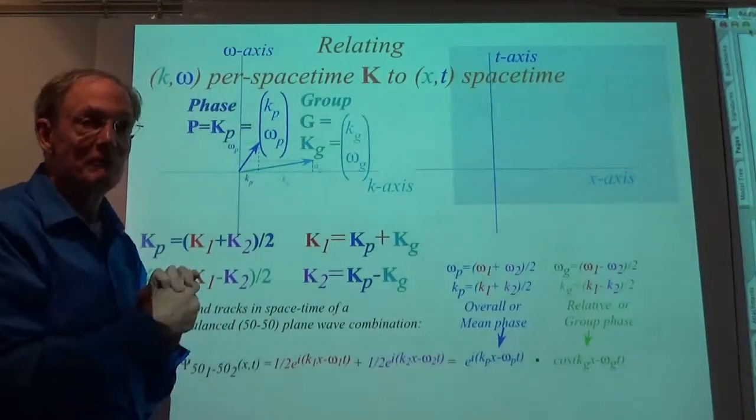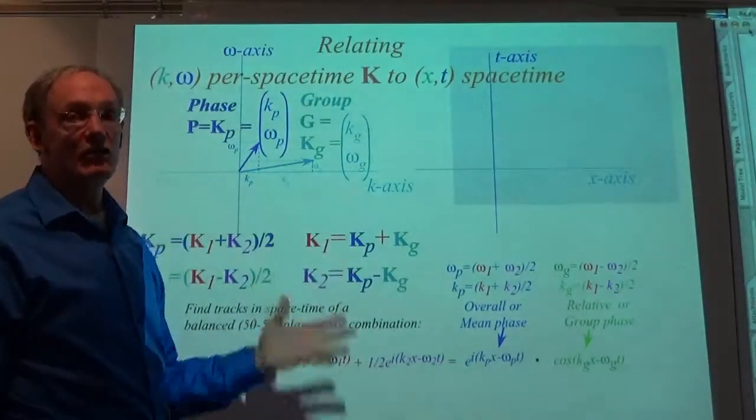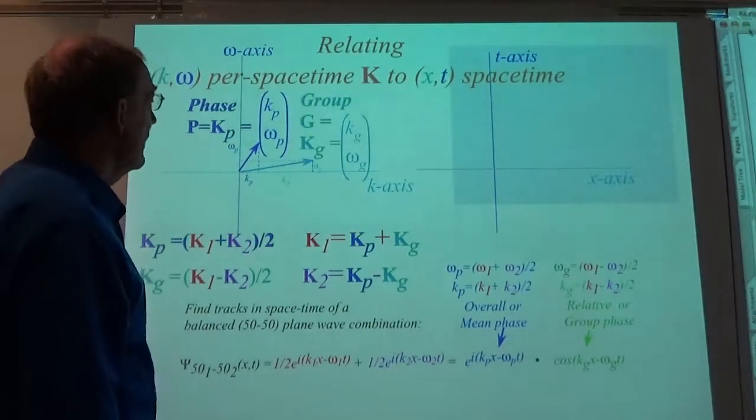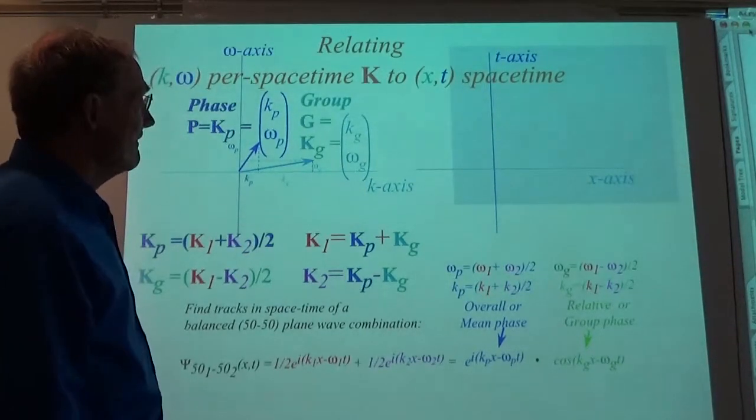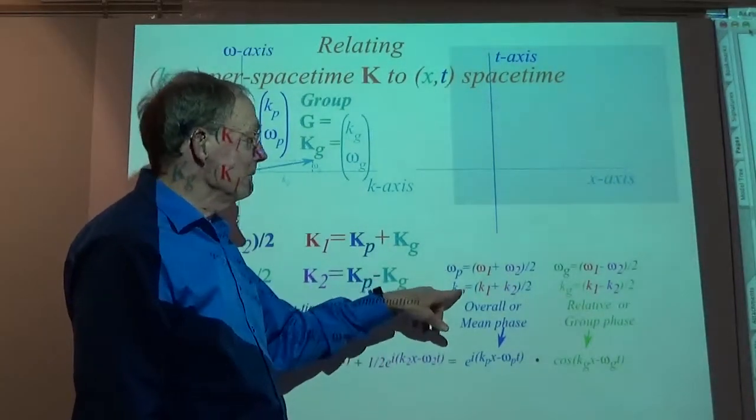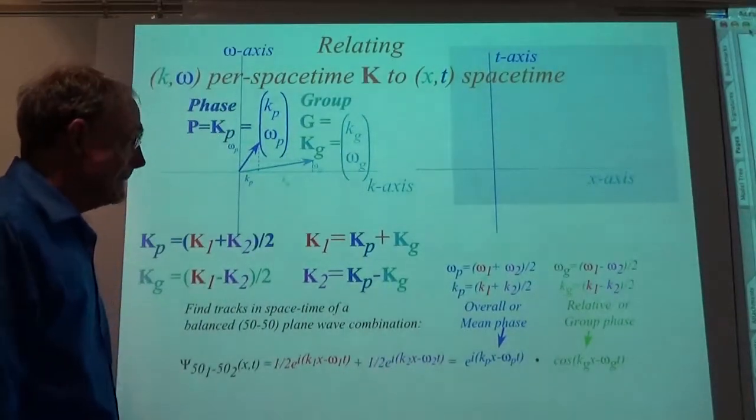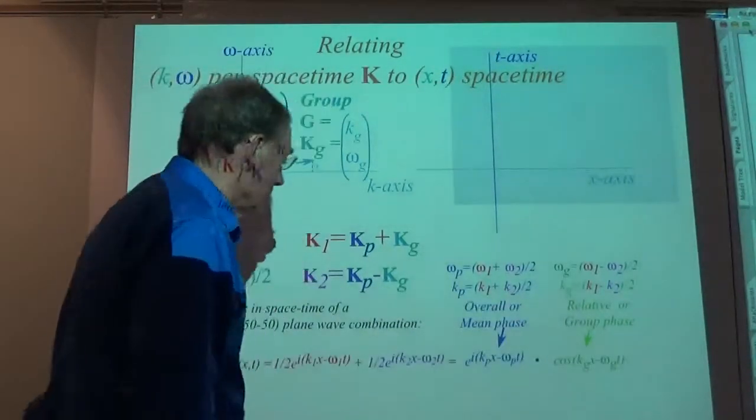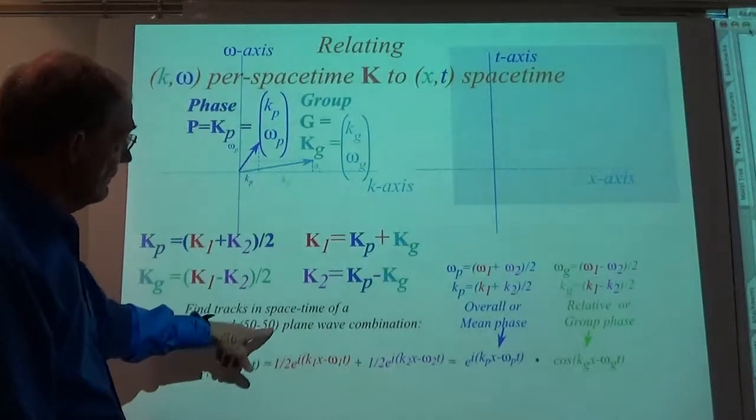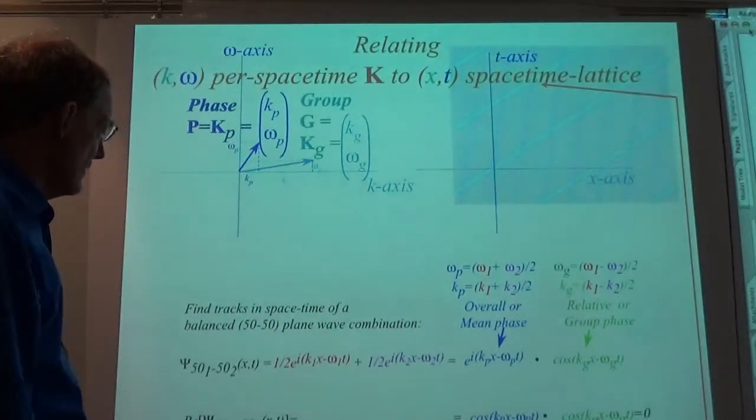So far, so good. What do we get in space-time? That's the question. What do those do? Well, just remember what they are. Omega P, Kp, omega G, Kg. Mean phase, relative group phase. And we are going to balance them 50-50. If you don't balance them 50-50, you get some extra motion, which we'll talk about much later.